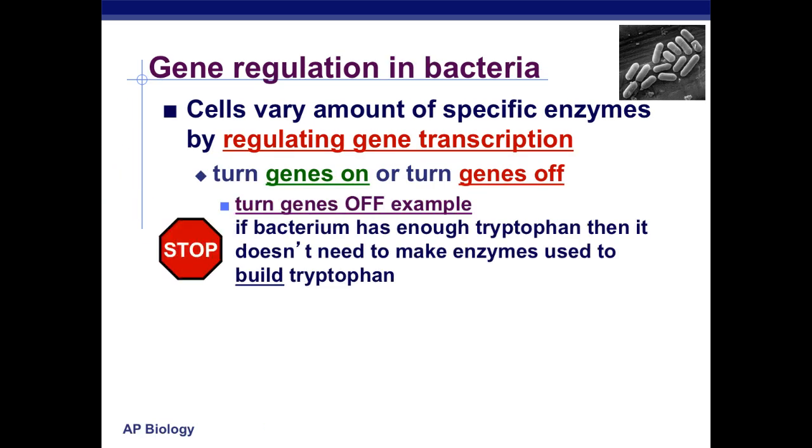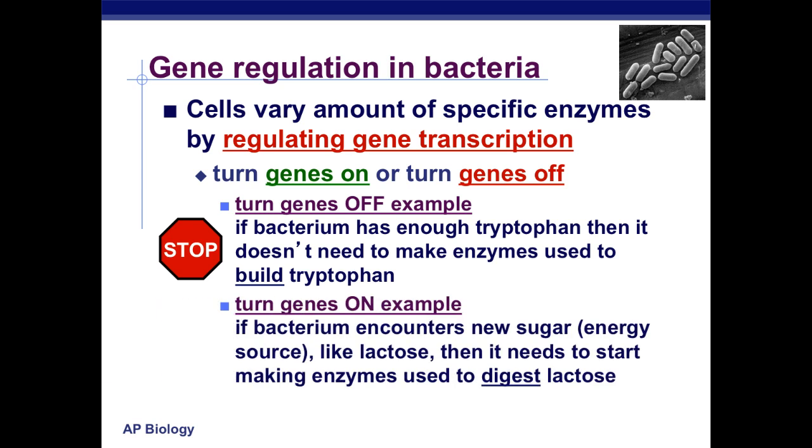Gene regulation in bacteria. Cells vary in the amount of specific enzymes by regulating gene transcription. So either genes are turned on or turned off. An example of turning genes off is if bacteria has enough tryptophan, it doesn't need to make more of its enzymes used to build tryptophan. So that is a turn off, which is an example of a negative feedback loop. In the presence of tryptophan, something else turns off.